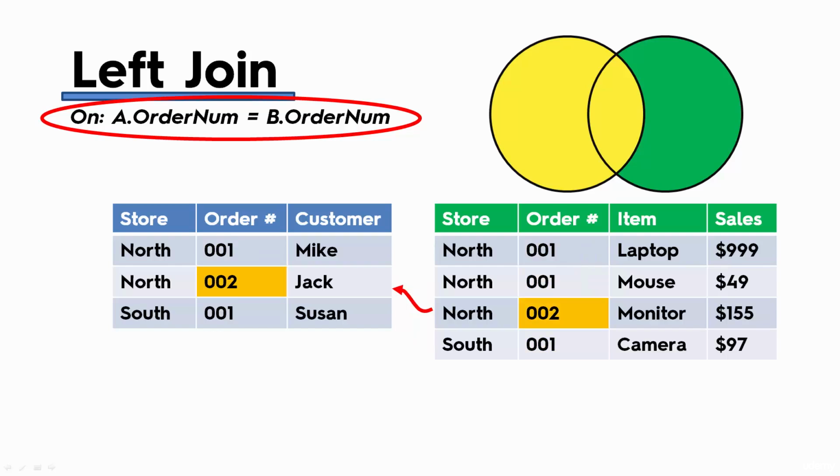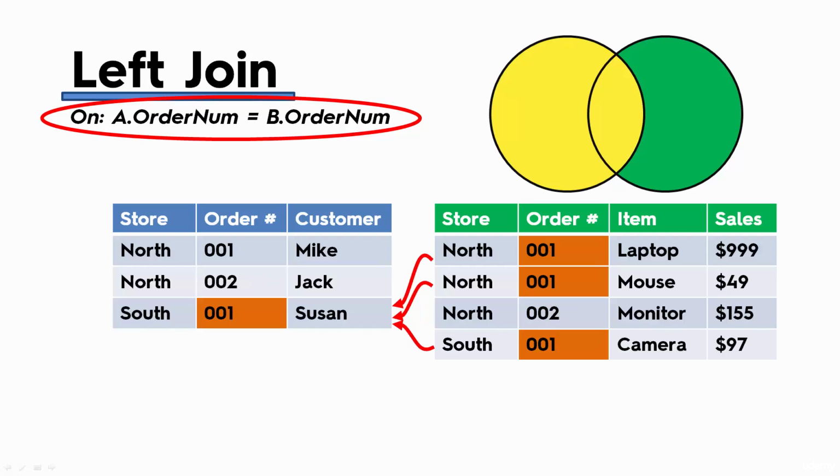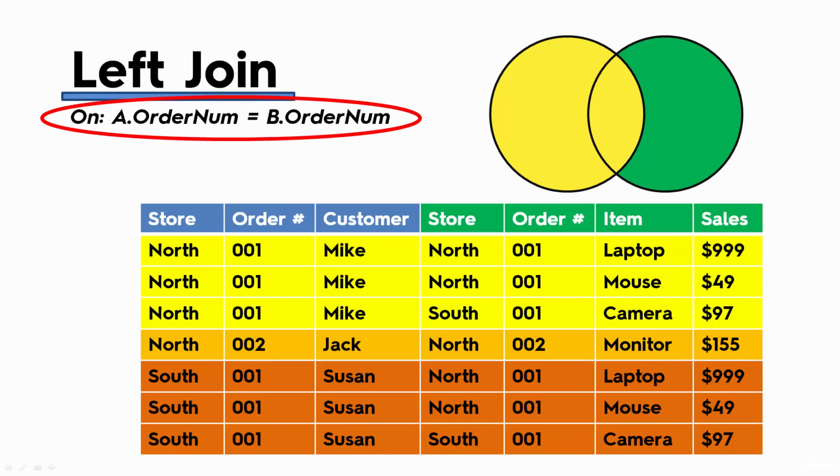So now order number 2 from the Northern store will be matched to order number 2. That's because there's only one order number 2 in both of those tables. And then order number 1 from the Southern store will actually be matched to 3 rows in the second table, which are order number 1 from the Northern store, then the second item from order number 1 in the Northern store, and finally the only item from order number 1 in the Southern store. So in total, the resultant table will look like this. We will have 3 rows for North order number 1, 1 row for North order number 2, and 3 rows for South order number 1.